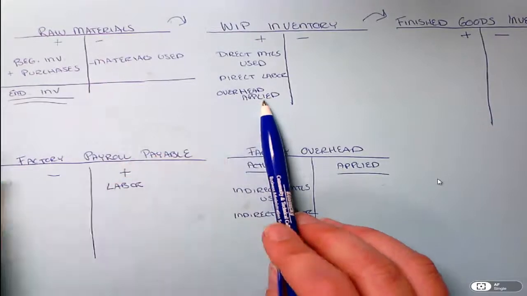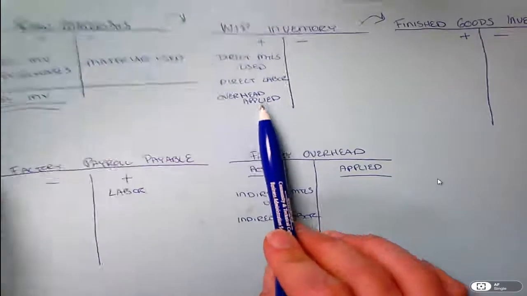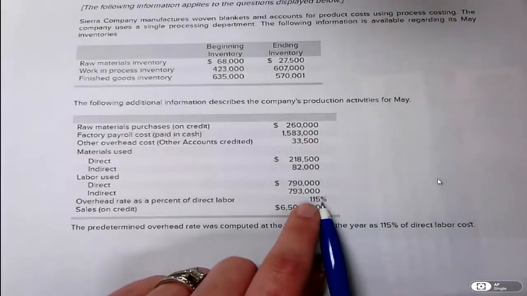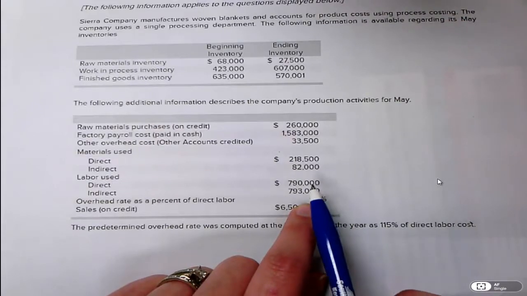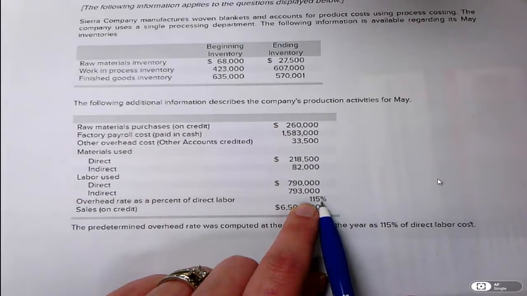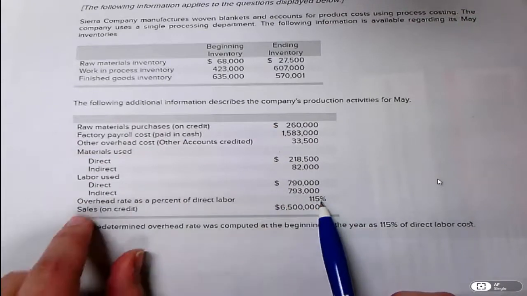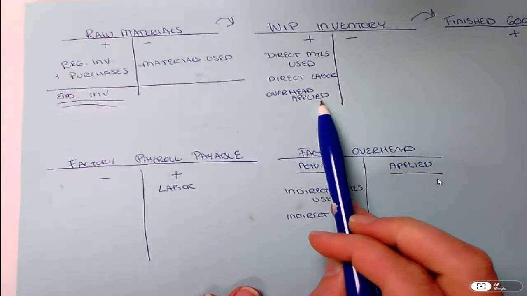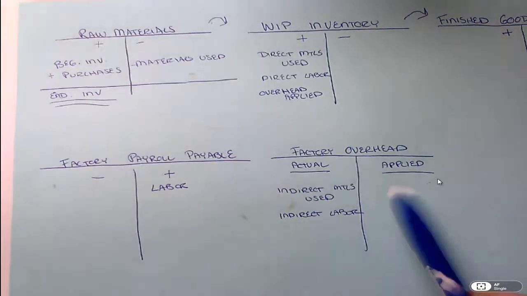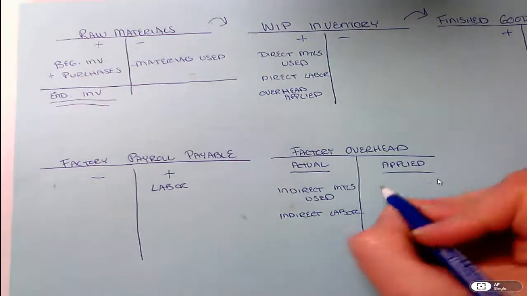The overhead that's applied into work in process inventory will be based on the 115% of direct labor that was given to us in the problem. So anytime that direct labor is applied in work in process, 115% additional for overhead is added in work in process. That's where this amount is found. Its offsetting credit is found on the applied side of factory overhead applied.